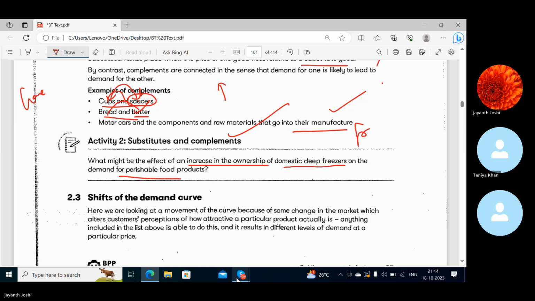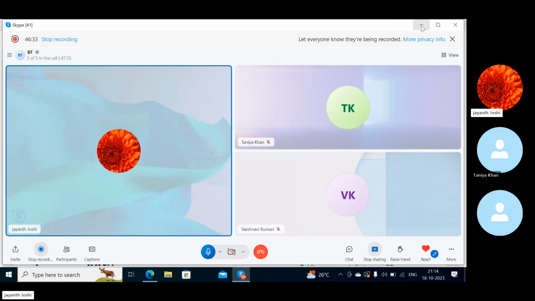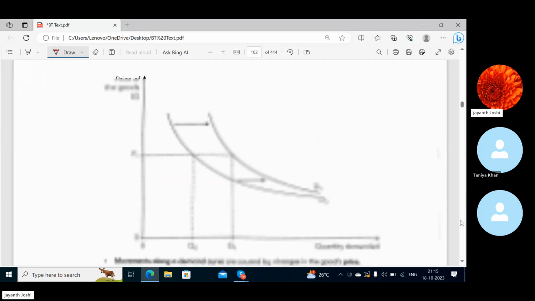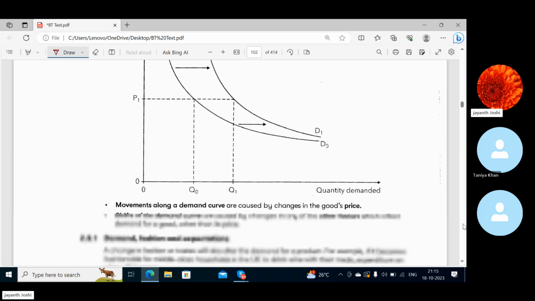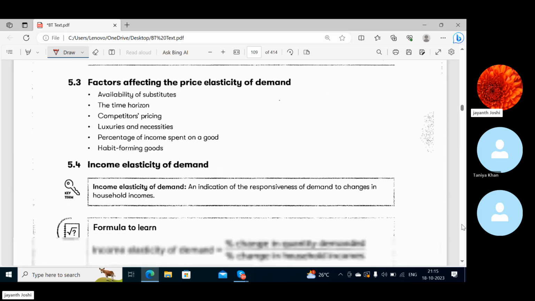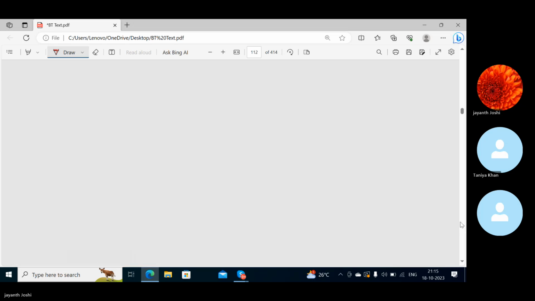Okay, so today I will stop here. The reason is, there's a new topic coming, which requires a deeper discussion. So we'll take it in the next class tomorrow. Shift in demand curve. I think by tomorrow's class, I'll try to close this chapter. Thank you.